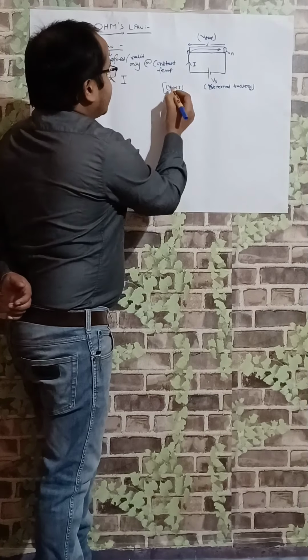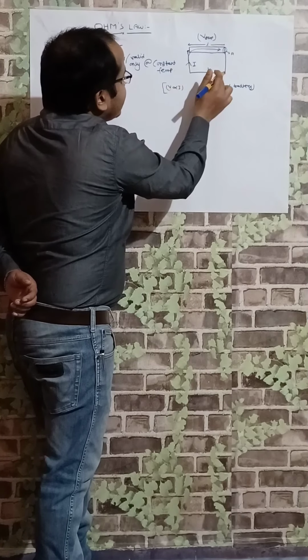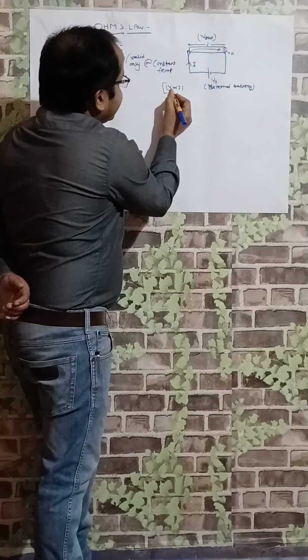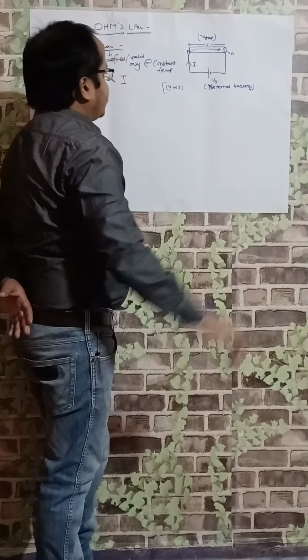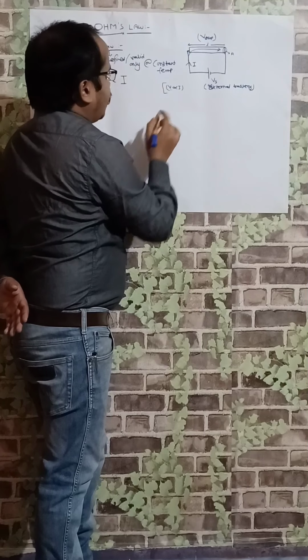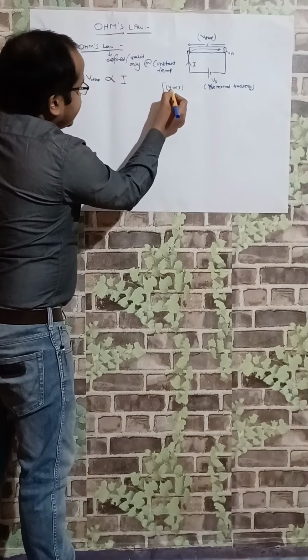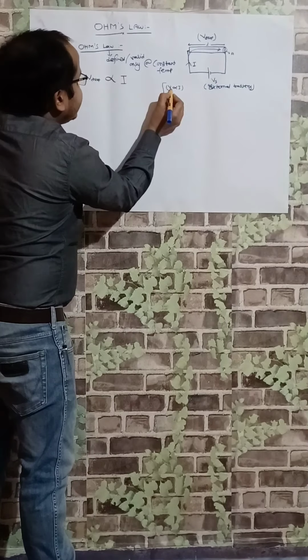In respect of which voltage? Is it the voltage drop or the external supply voltage? We will have to mention clearly whether this voltage is the external supply voltage or the voltage drop across the element, so we have to concentrate while defining Ohm's law. This V is V drop, not the supply voltage. This V is the voltage drop across this element.